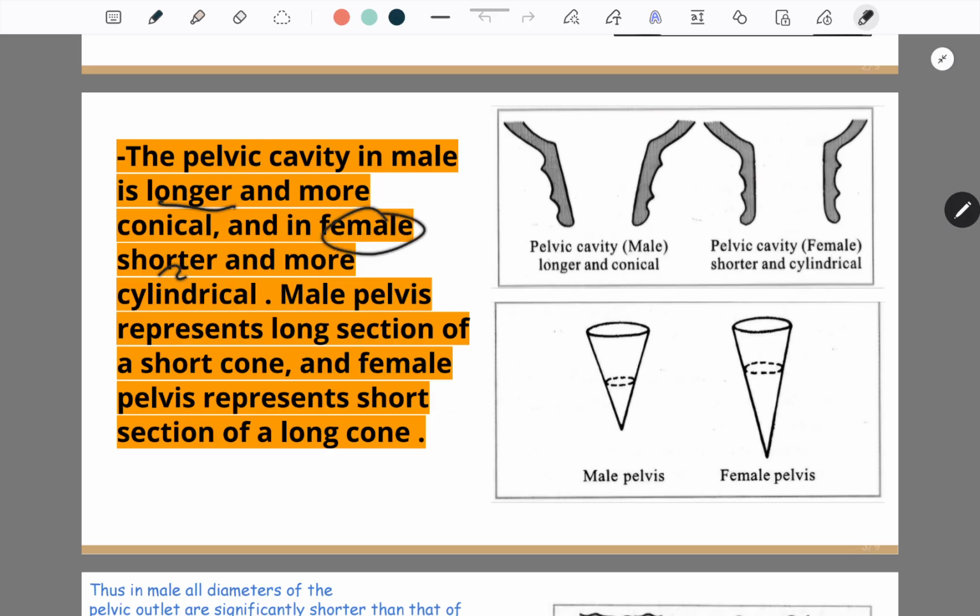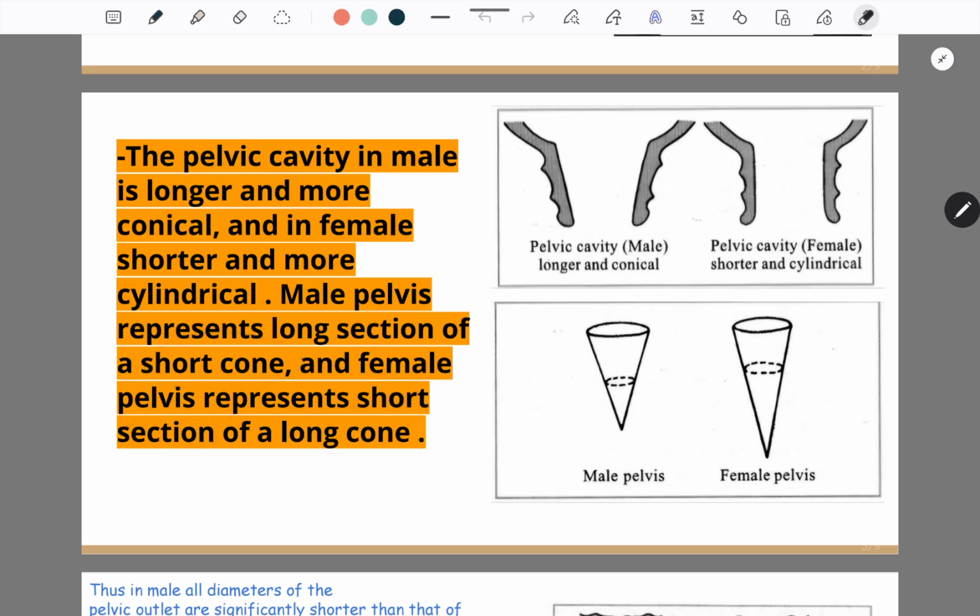It is shorter and more conical in the male. See the angle, it is more conical. Here in the female it is somewhat straight, like a cylinder.